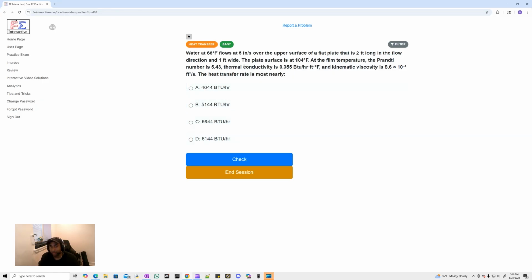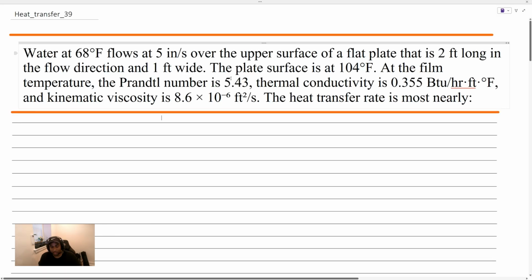You can see that this problem is in English units, and I'm sure some people cringed at that, but the FE exam tests both English and metric units, so it's a good idea to get some practice with both of them. Let's compile some of these inputs. By the way, you can try this problem for yourself using the first link in the description below, and you can do that before watching this video solution.